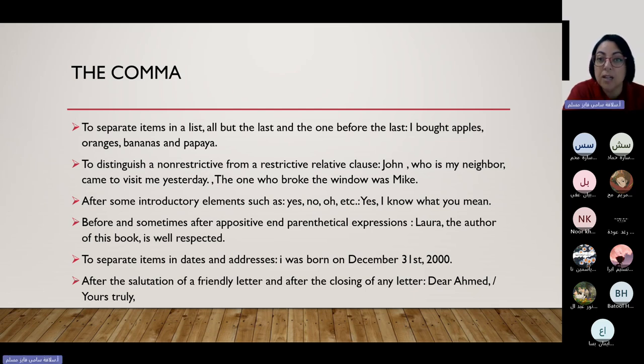The comma is always put after the day and date, the day and its date, and the year. Okay? After the salutation of a friendly letter and after the closing of any letter. Dear Ahmed, comma, yours truly, comma. Okay? In the greeting and at the end of the letter, the closing.